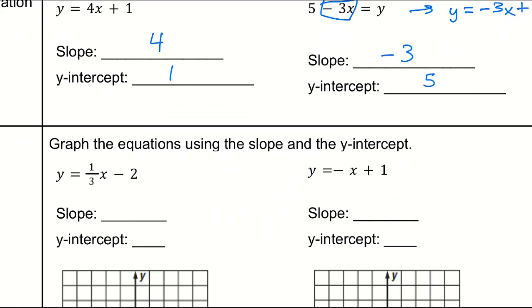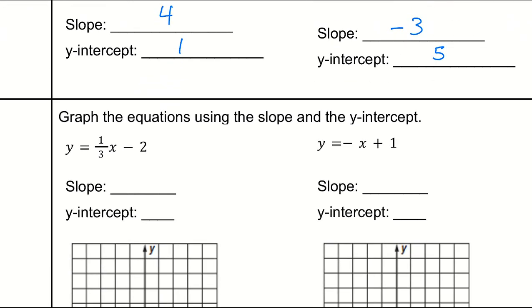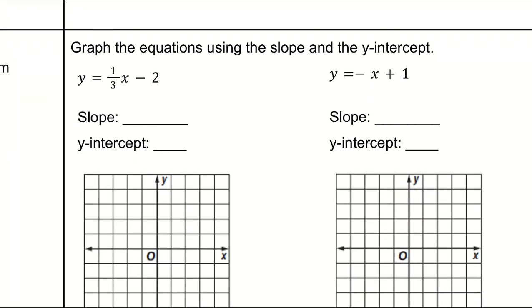So here's what we do. I'm going to do these two, and then you're going to do the next two, and then we'll do the backside. Okay? First thing that we need to do is identify which number is going to be our slope and which number is going to be the y-intercept, just like we did on the two above. So the slope in this problem is 1/3. The y-intercept is negative 2.